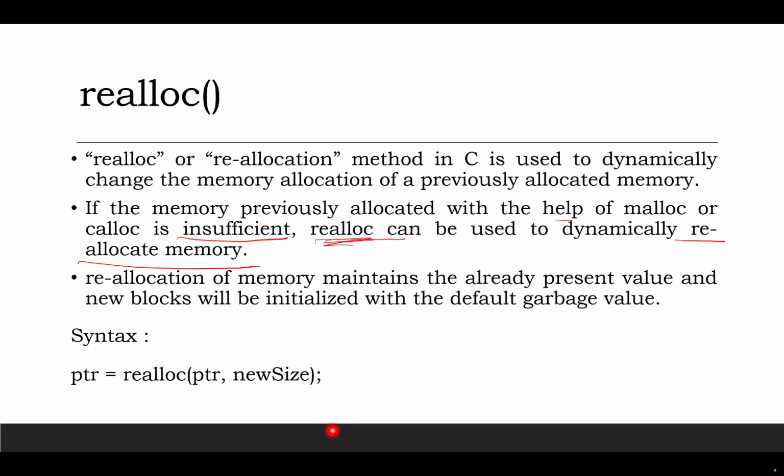In the reallocation of memory, the already present values are maintained and the new blocks will be initialized with the default garbage value. For example, if the memory size is already 5 and you reallocate 5 extra, the data already entered will remain the same, and we will add 5 more blocks. The syntax for this one is ptr = realloc(ptr, new size).